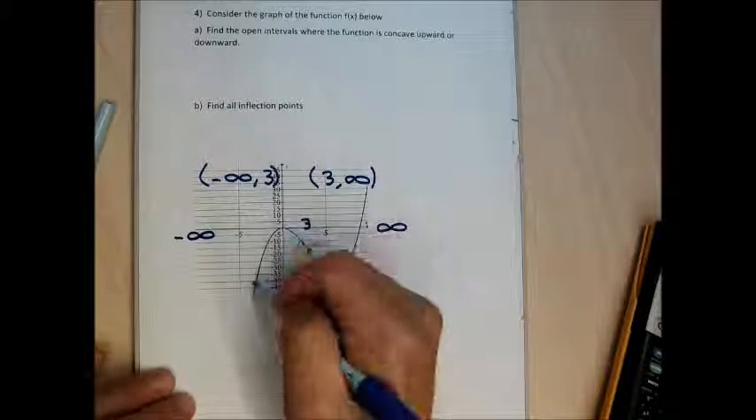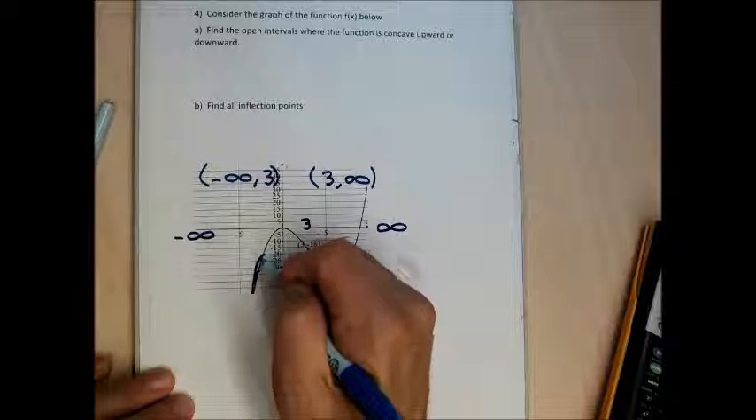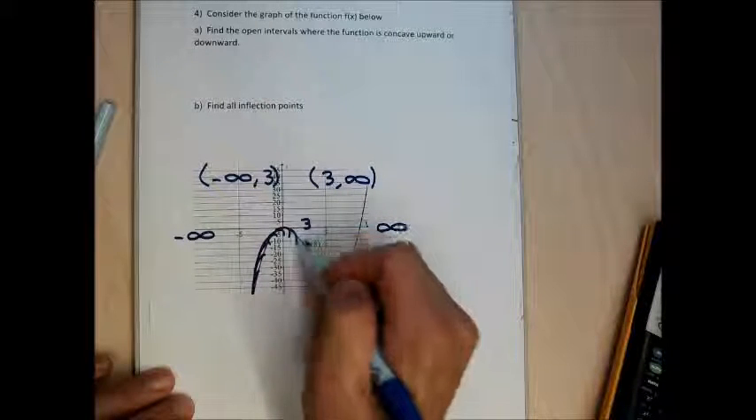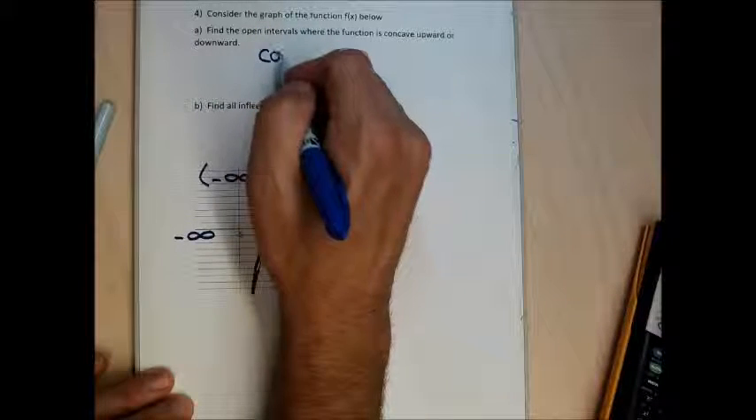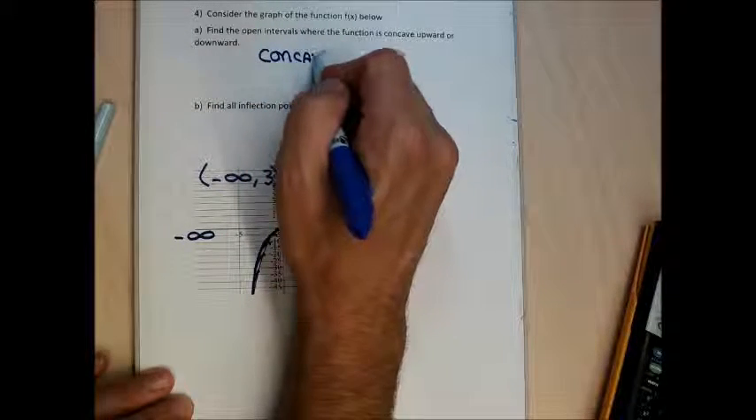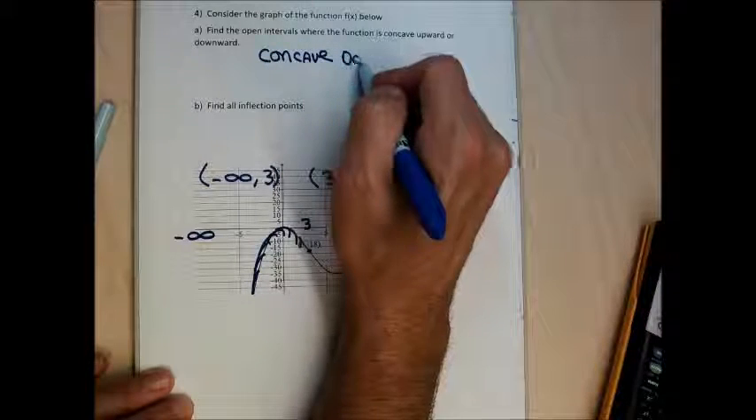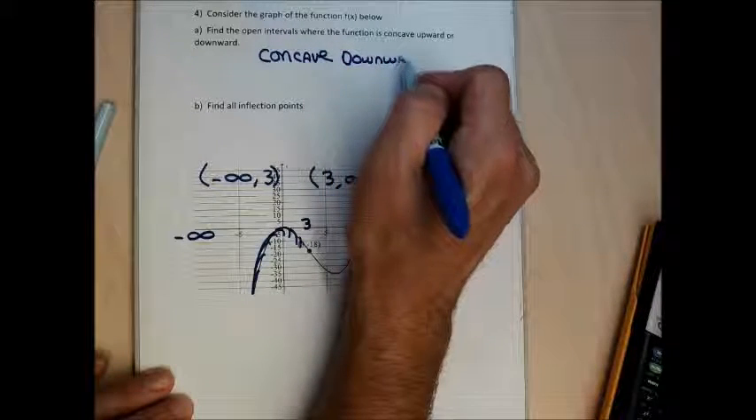The first interval, the graph is kind of bent that way, and that's concave down. So this first interval is going to be concave down or concave downward, depending on which word you prefer to use. I usually use down, but in the question it says downward.